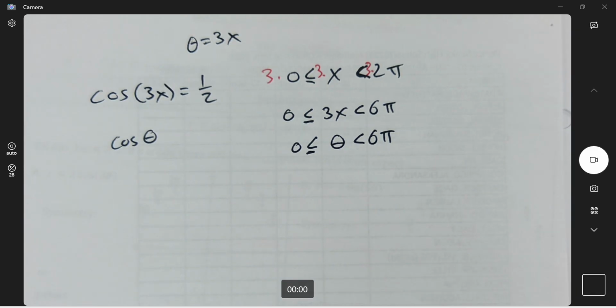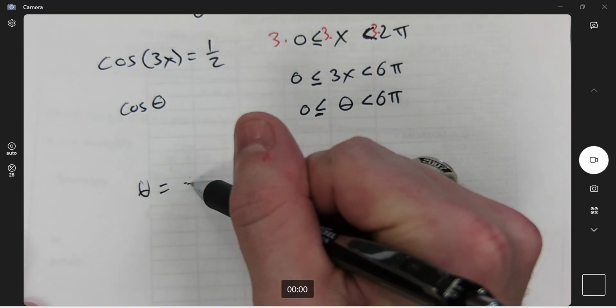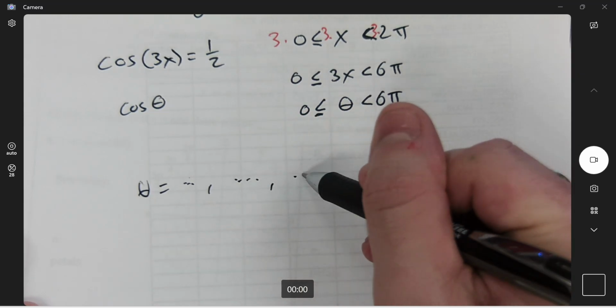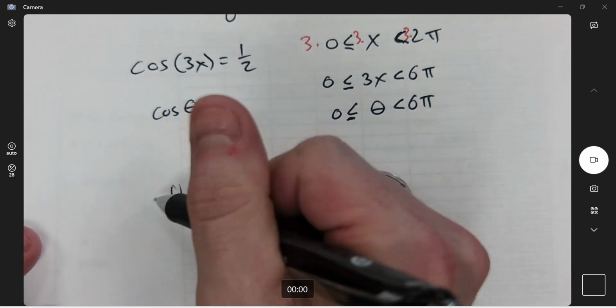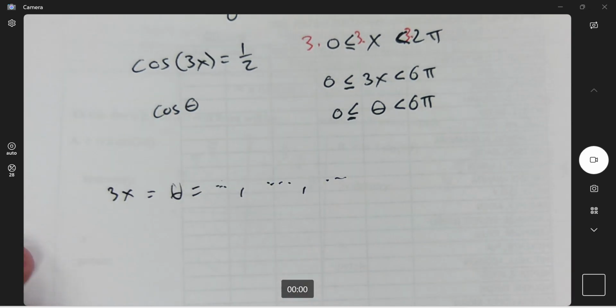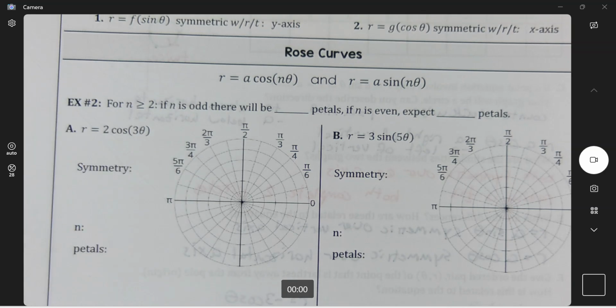A similar kind of set of ideas is going to occur here. Also, when we were solving these at the very end, remember when we had all of our thetas equal numbers, we then said, oh, by the way, theta is 3x. So we were then dividing everything by 3 to solve for x. Those ideas are coming into play here.